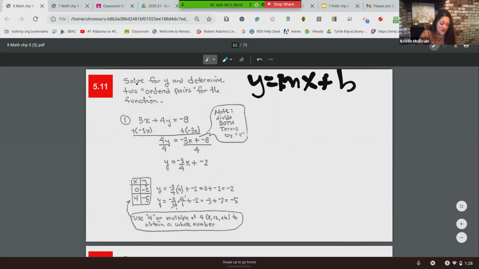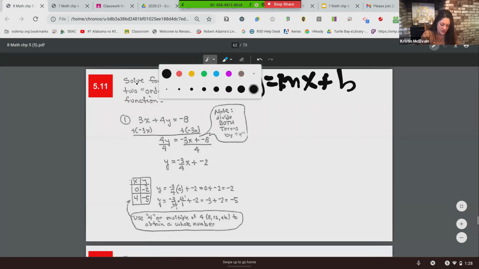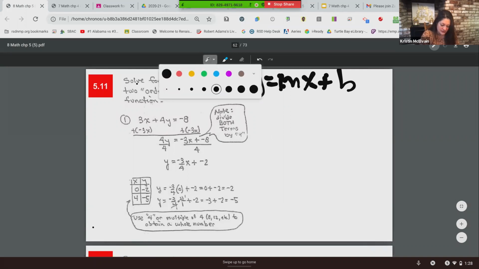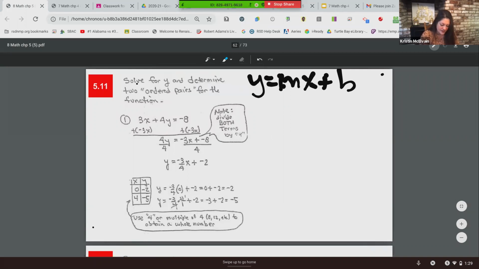All right, so first we are going to solve for y. Okay, so for number 1, we see that's what they've done. I need a smaller one, it might be too small, let's see. All right, yeah, that's all right.